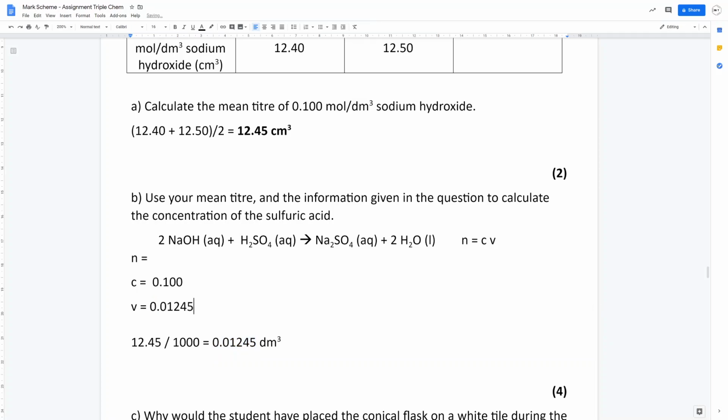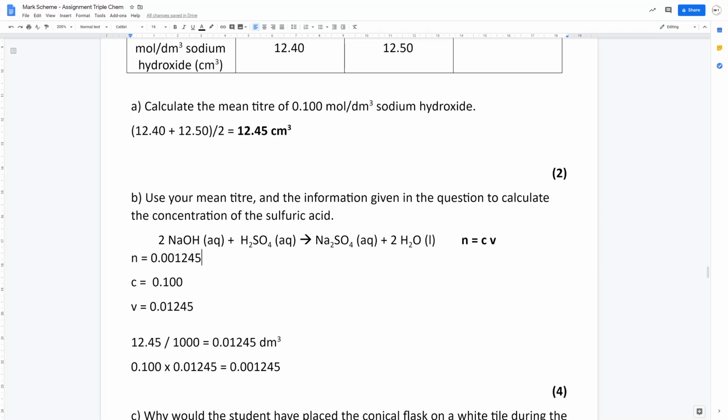Now what I've got to do is work out the number of moles of this sodium hydroxide. And remember that my equation is N equals C times V. So if I multiply C, this concentration, by V, this volume, I should get the number of moles. So again, I'll just show my working down below. 0.100 times 0.01245, and well, that's basically a tenth of it, isn't it? So 0.00125. There is my number of moles, 0.00125.